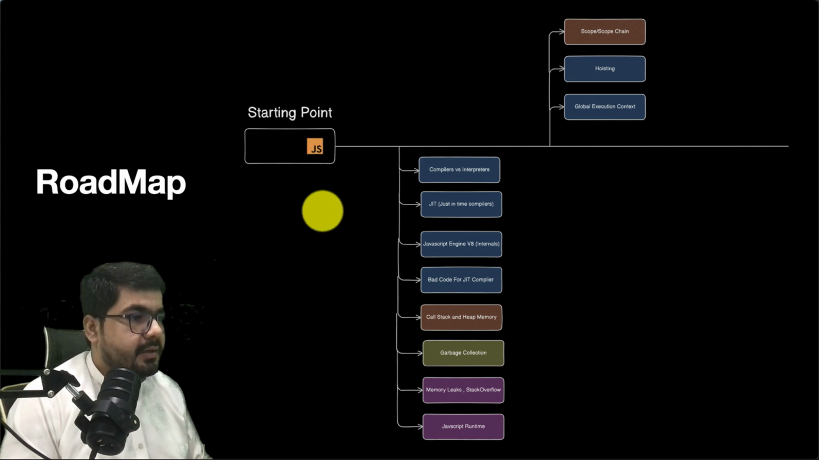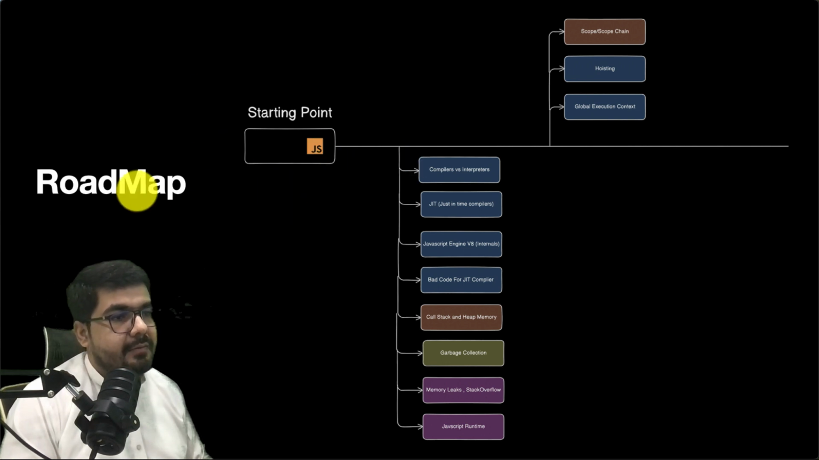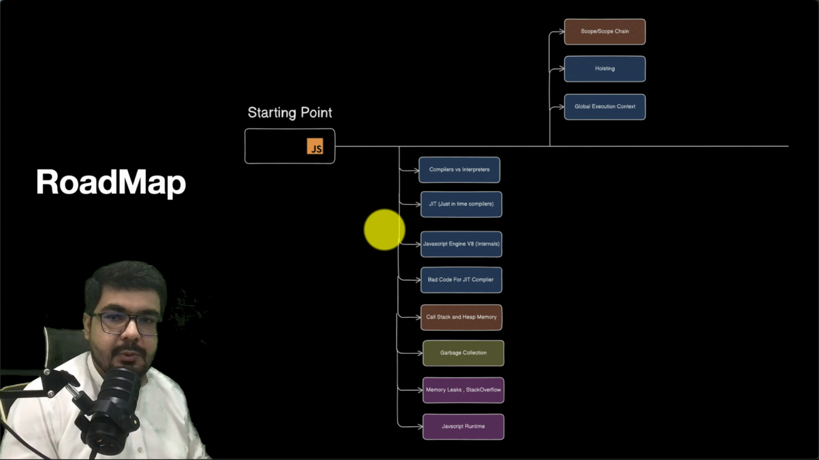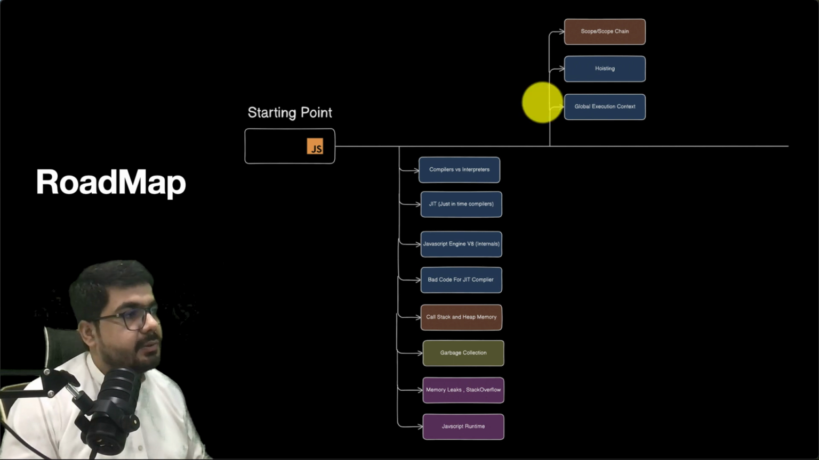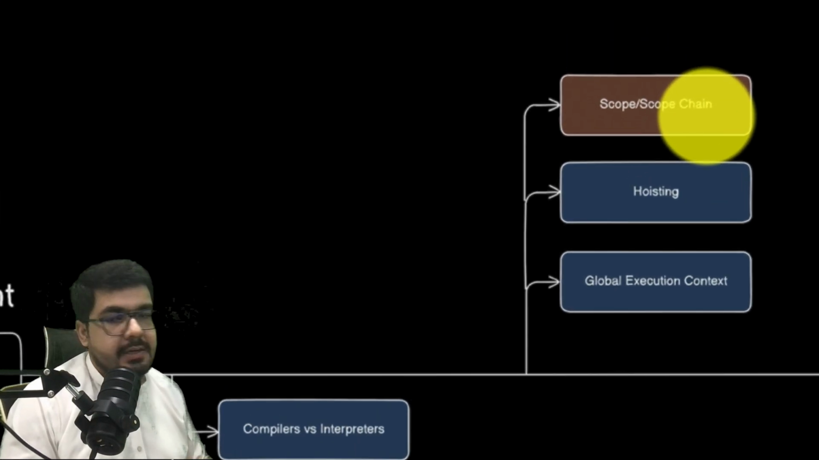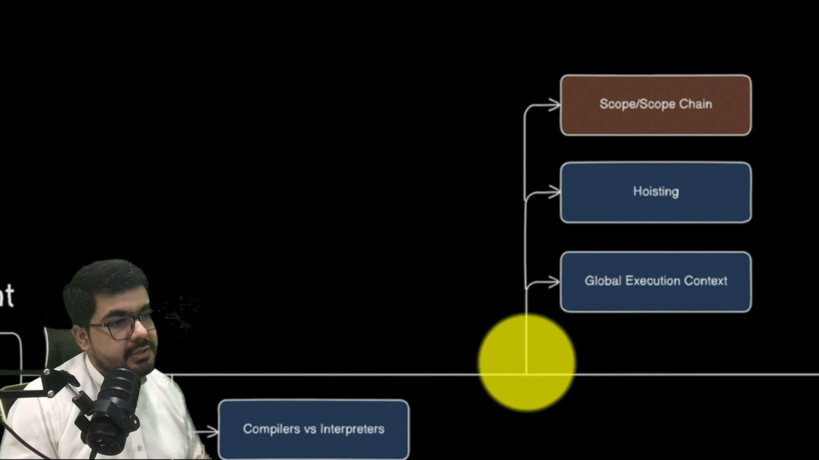So let's move on to our next slide, and here you can see that we have our roadmap, and we have covered a lot in our JavaScript stories. So today our topic is scope and scope chain, and we are at our next station in our roadmap.